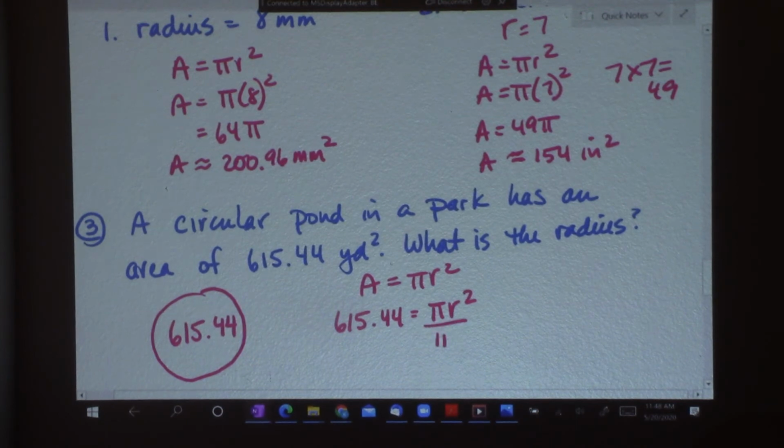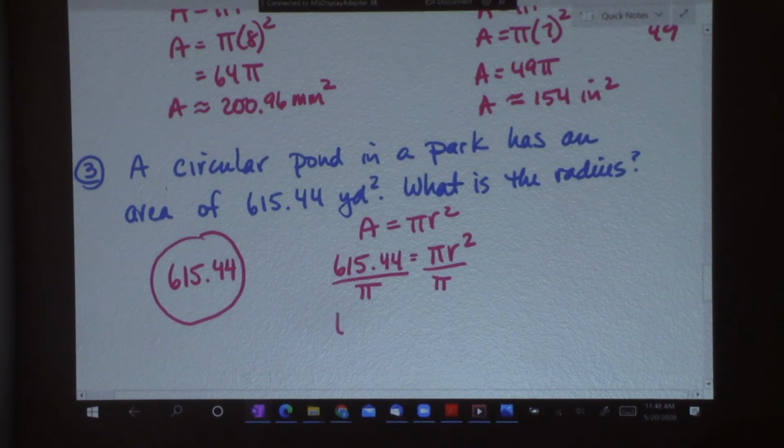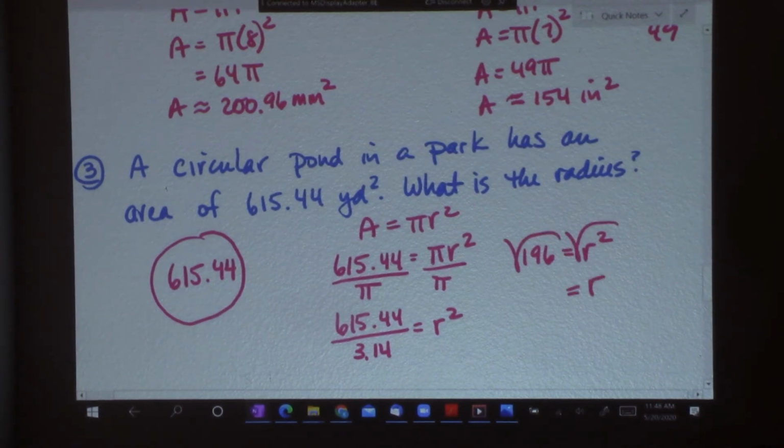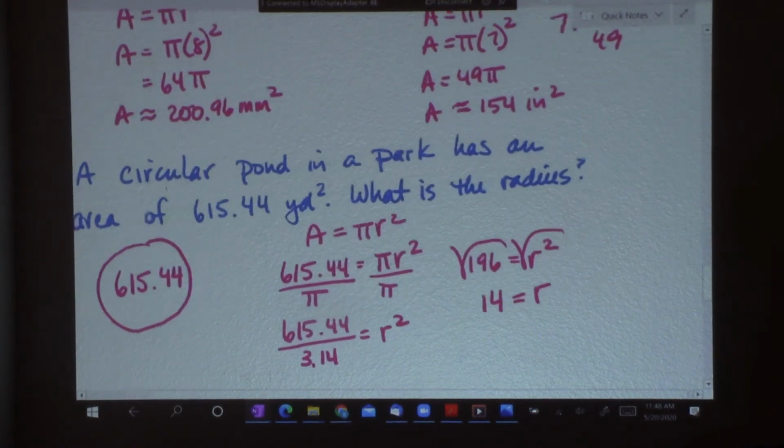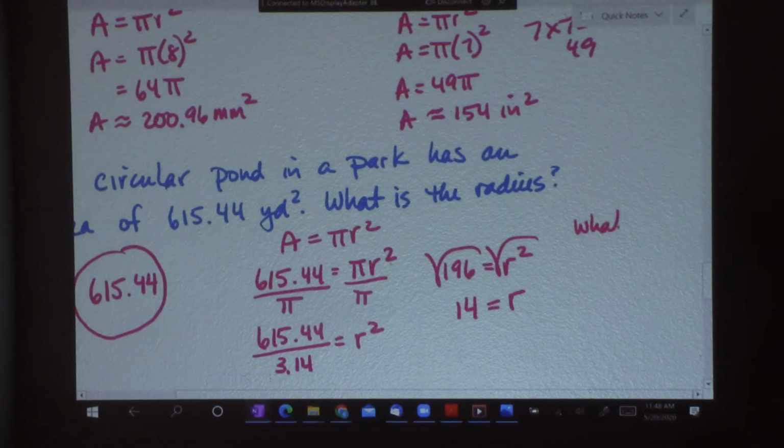Okay, so if I divide both sides by pi, let's see how that works out. Well, that means 615.44 divided by 3.14. And if I work that out, I get 196 equals r squared. And the square root of 196 is 14.